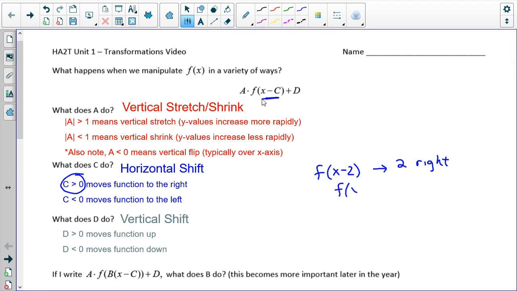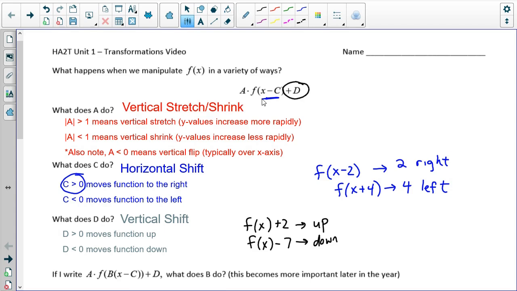If I have f of x plus 4, that means I'm moving 4 to the left, because a negative c value would make x minus c look like it's x plus 4. Whereas when I have a vertical shift, if I have something like f of x plus 2, that's going to move the graph up. And if I have f of x minus 7, that's going to move the graph down. The reason is that it's a plus d at the end.